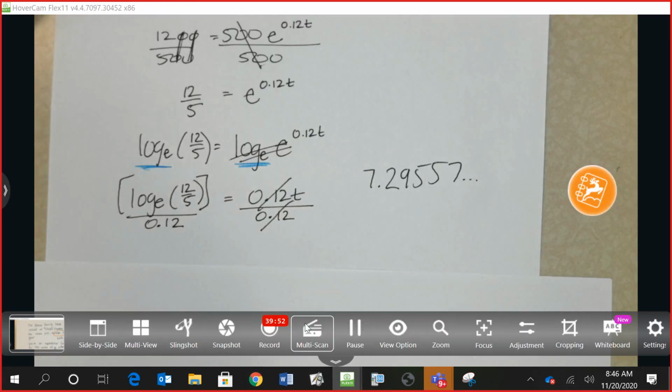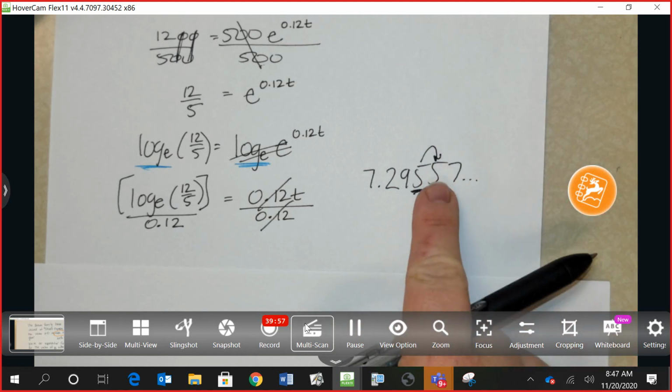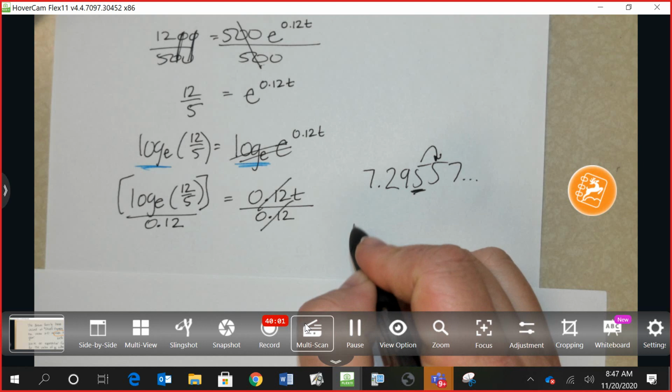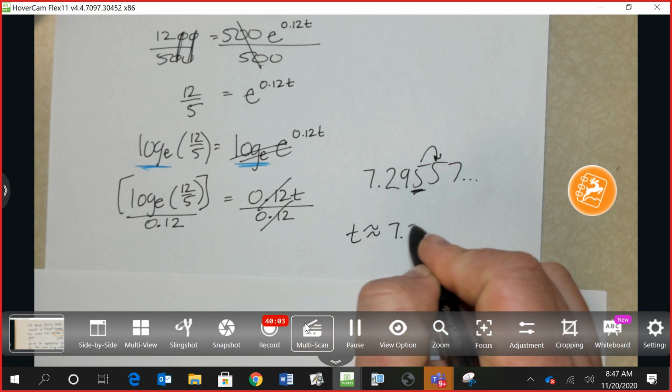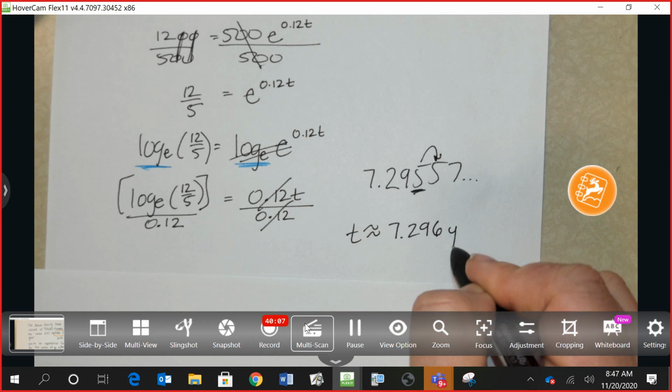It asks us to round to the nearest thousandth. Thousandths is right here. I look behind it. The number behind it says stay the same or round up. 5 or above, we round up. So this answer is approximately 7.296. Okay, this rounds up, 7.296 years.